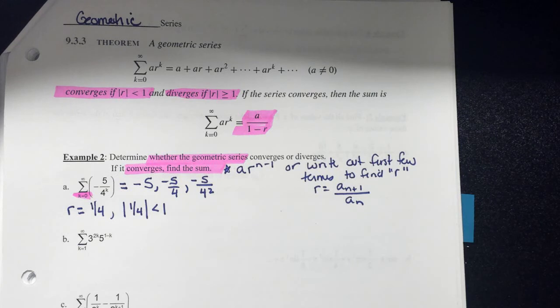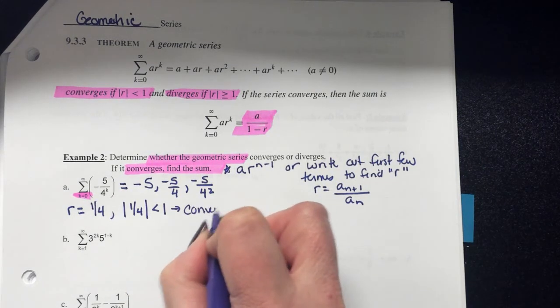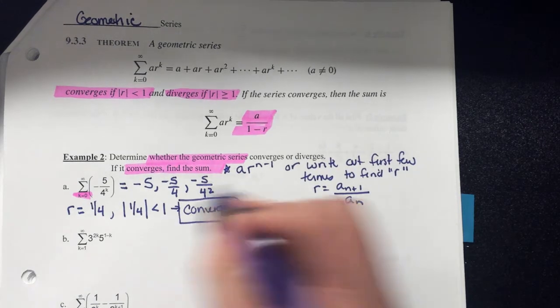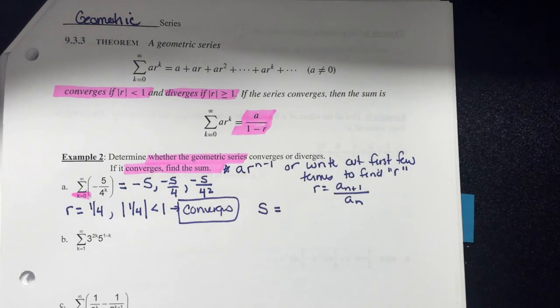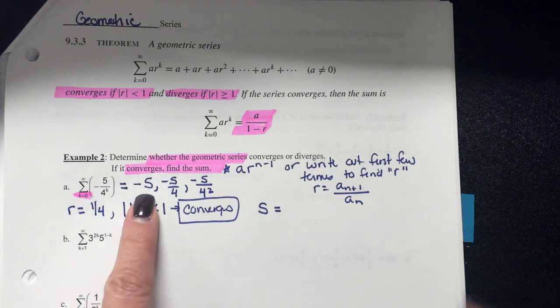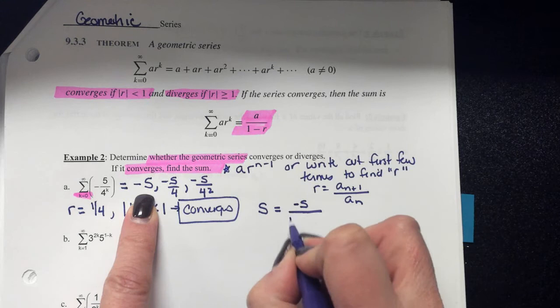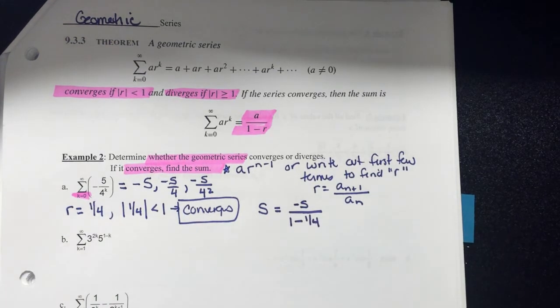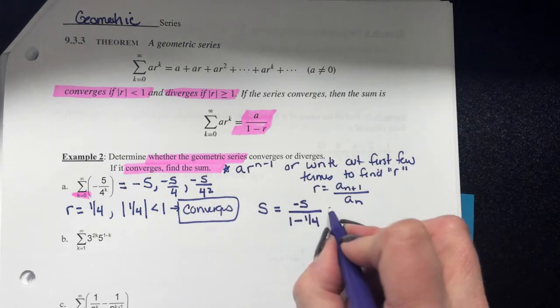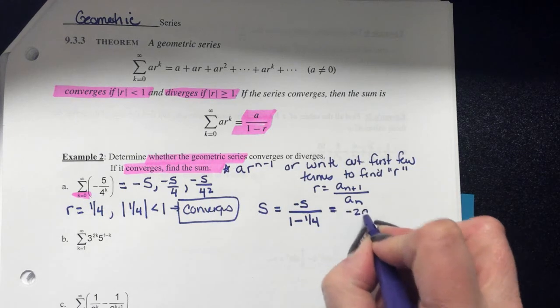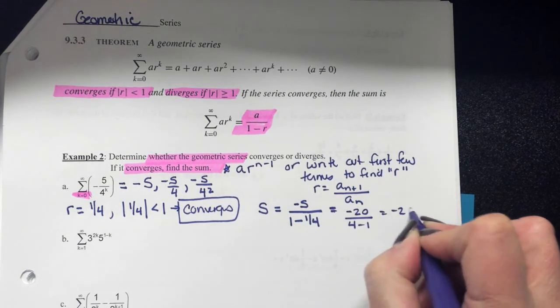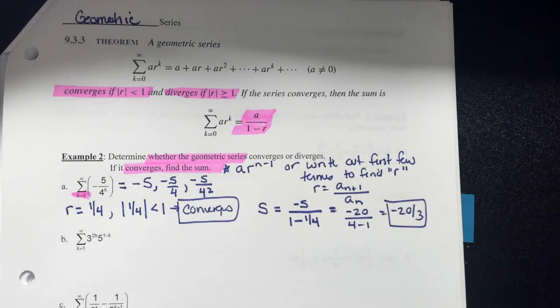So is this geometric series going to converge? Yes. So it converges. So then to find the sum of this particular series, or to find out what it's converging to, I'm going to take my first term, which I found to be negative 5, and I'm going to divide it by 1 minus 1/4. I like to simplify my complex fraction, multiply everything by 4, so that's going to give me negative 20 over 4 minus 1, which is going to give me negative 20 over 3. So I know that this particular series is going to converge to negative 20/3.